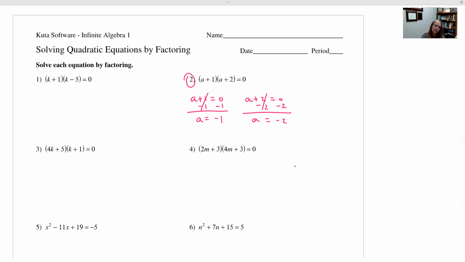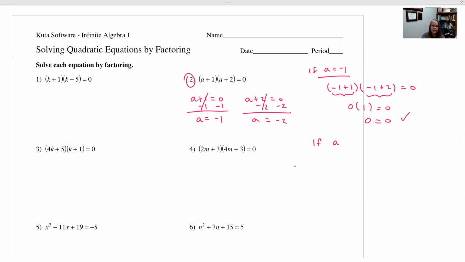And so I'll show you what I'm talking about here. If a equals -1, I'm going to plug -1 in wherever I have an a. So I've got -1 plus 1 times -1 plus 2. Right here, that is 0. And then this other one, -1 plus 2, is +1. And so 0 times 1 is 0, equals 0. That's what I'm looking for.